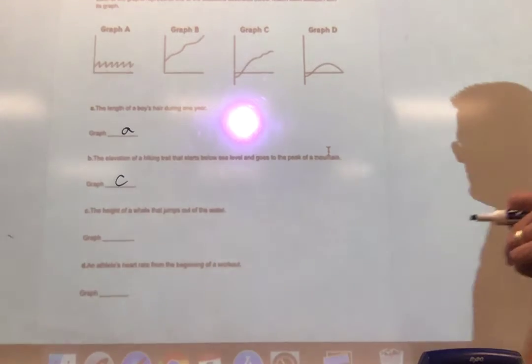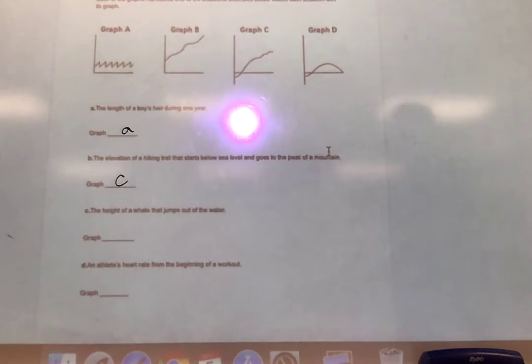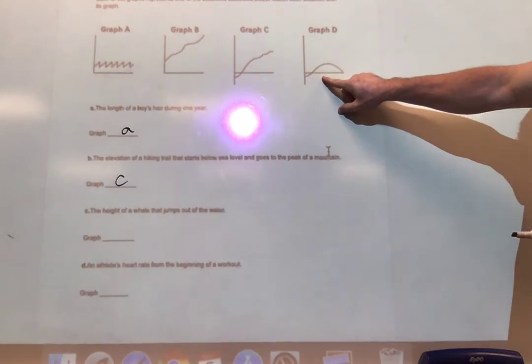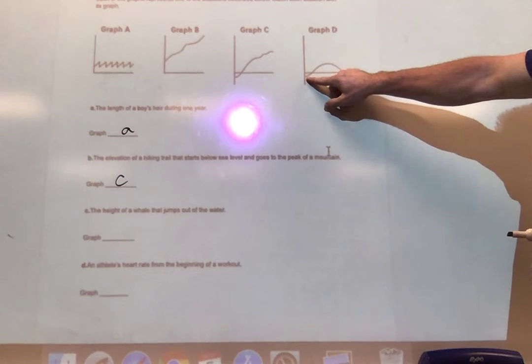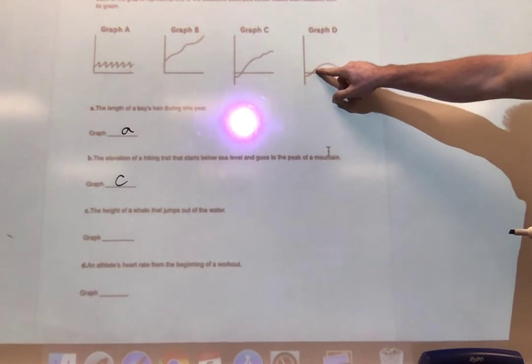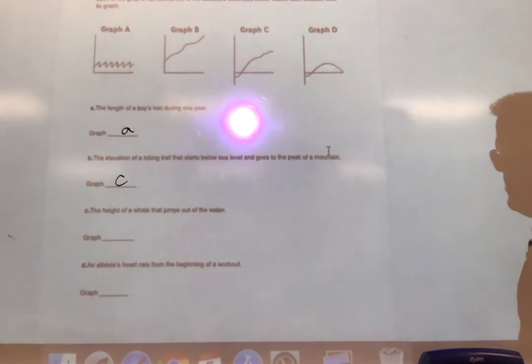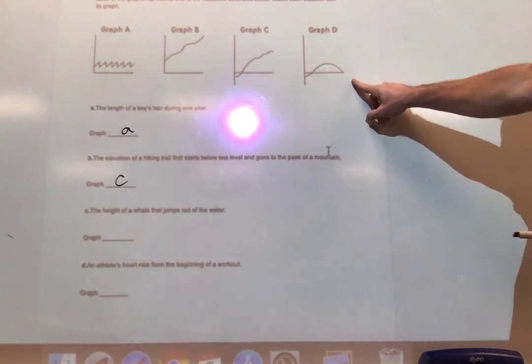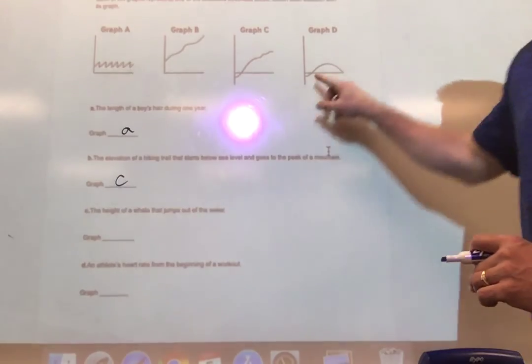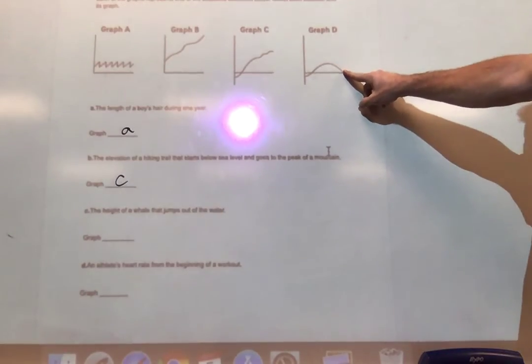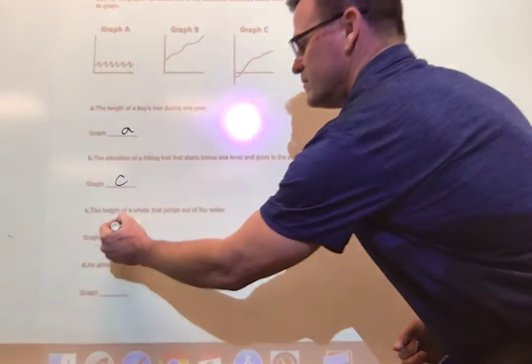Question C, the height of a whale that jumps out of the water. This one looks like it would work because, again, it's underwater, so it's down below. It jumps above, and then we know the whale will come back down and land in the water and eventually go back under too, right? So it jumps out of the water. This is just showing him out of the water. That would be D.